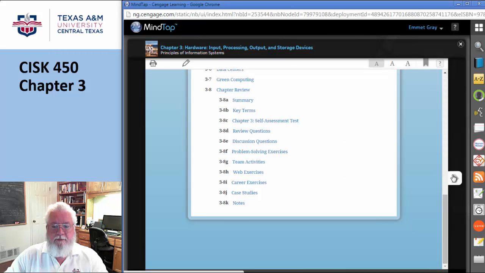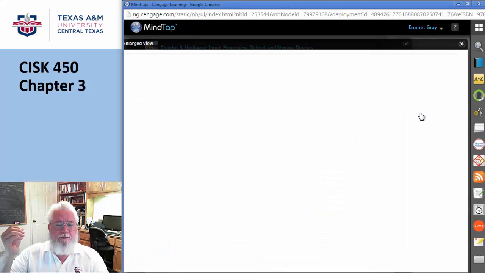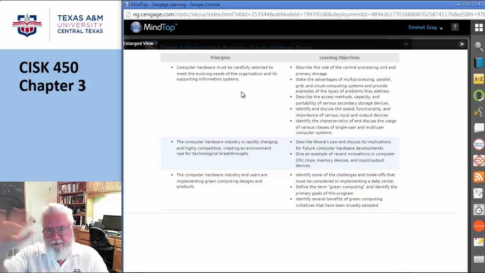That's actually pretty decent stuff. So let's just look at the objectives. So the idea is, computer hardware must be carefully selected. Again, look at this from the context of you're in an office environment and you're trying to help the automation folks make a decision to buy something, for example. So you need to know enough so that the salesman just can't come in there and say, "Wow, you need to buy this." So select the environment for the stuff. The hardware industry is rapidly changing, and so you need to describe different kinds of things.